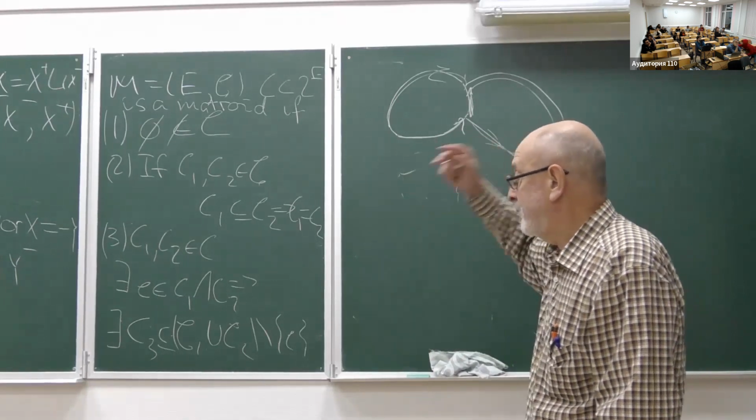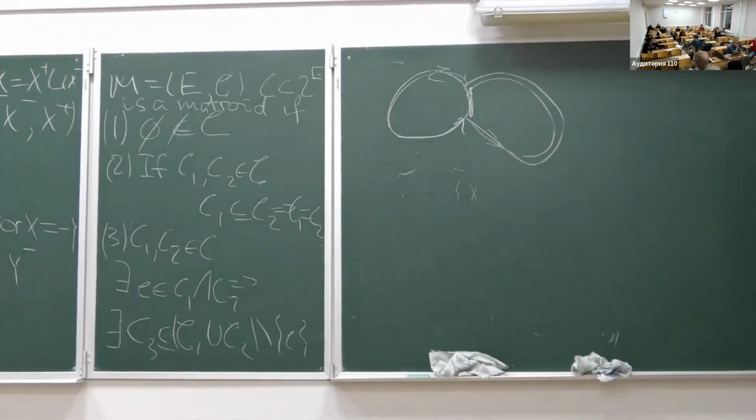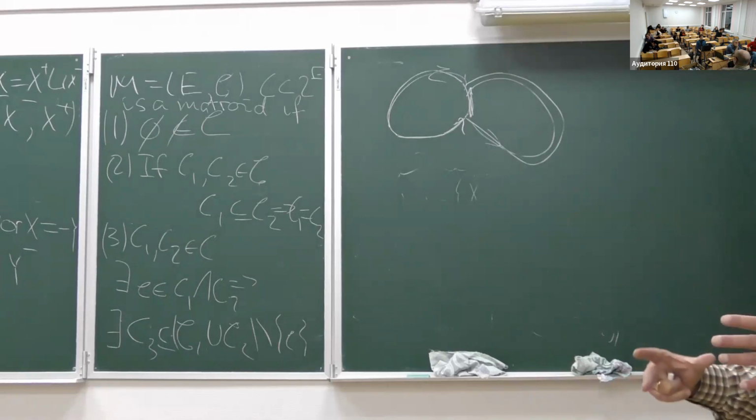So that if C1 and C2 are two cycles, circuits in a graph, and they have a common edge, then we are able to erase this edge, and the rest of these two cycles do contain a single cycle. That's the assertion.